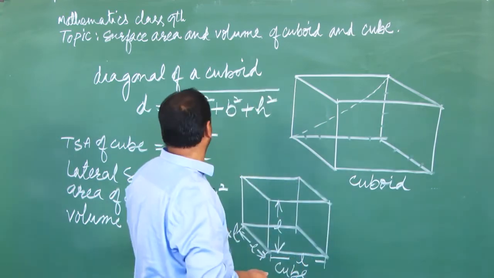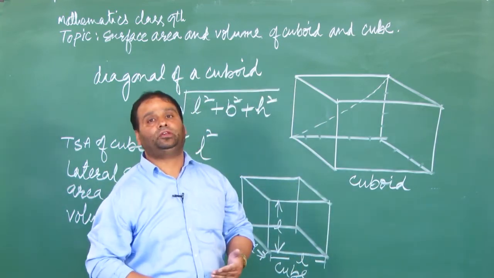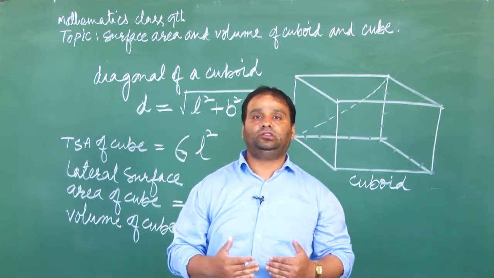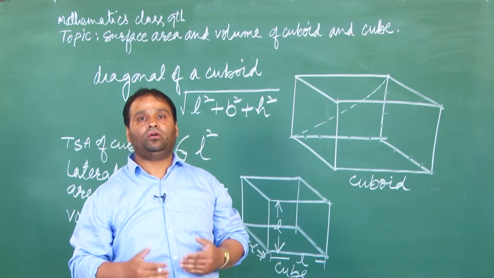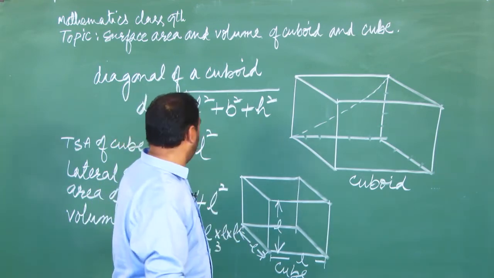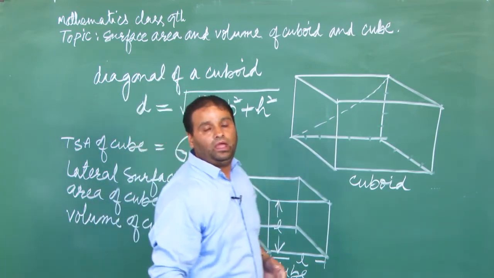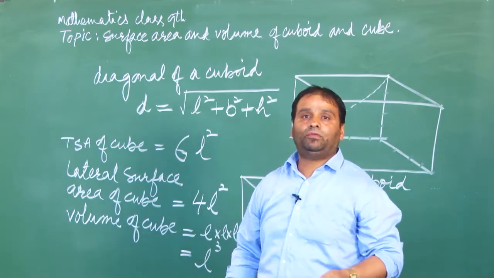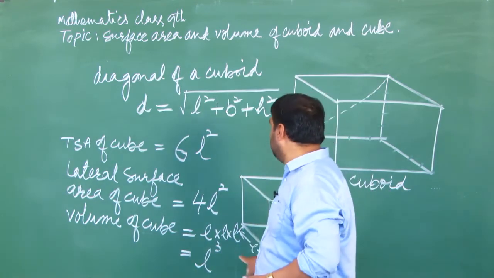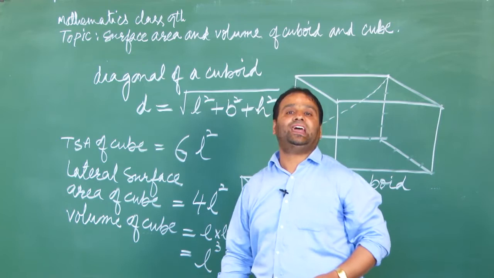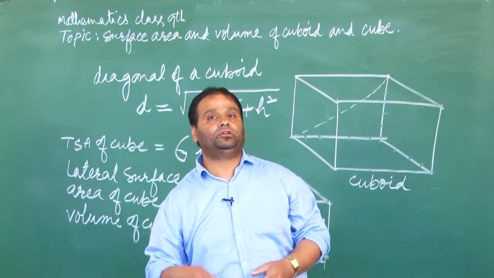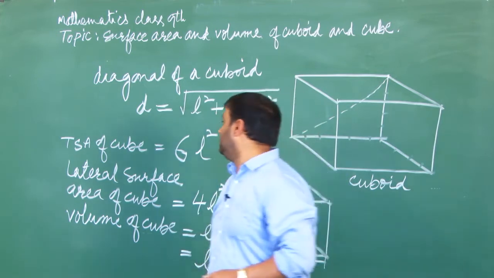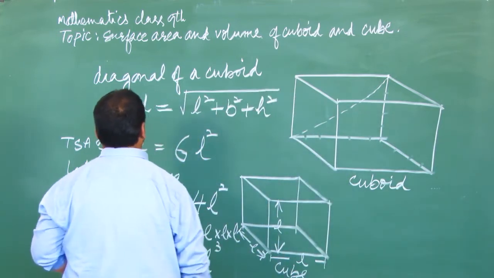Now come to the cube. The total surface area of the cube is 6 into edge square. The lateral surface area or area of 4 walls of cube is 4L square. And the volume of a cube is the cube of its edge, the product of 3 times its edge. And come to the diagonal of a cuboid.